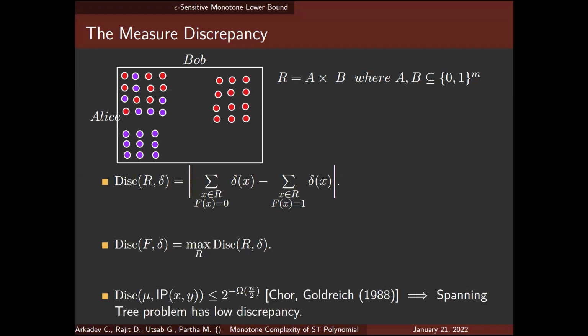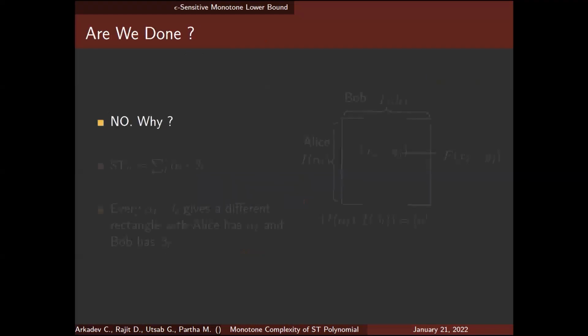Shor and Goldreich in 1988 showed that under the uniform distribution, the inner product problem has discrepancy at most 2 to the power minus Omega(n/2), where the sizes of x and y are n. Now, immediately by our reduction, what we get is that for a fixed partition of vertices, there exists a distribution such that the spanning tree problem has low discrepancy. So we get the low discrepancy of the spanning tree polynomial for a fixed partition. But are we done here?